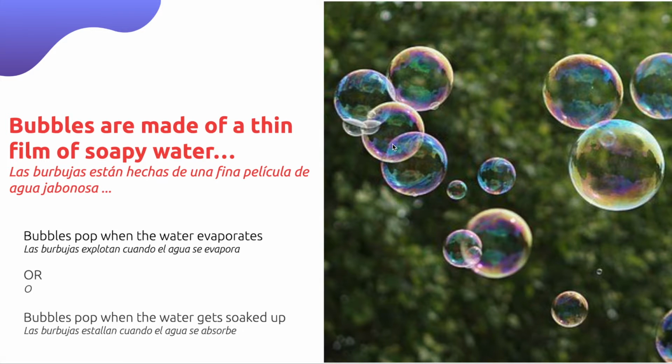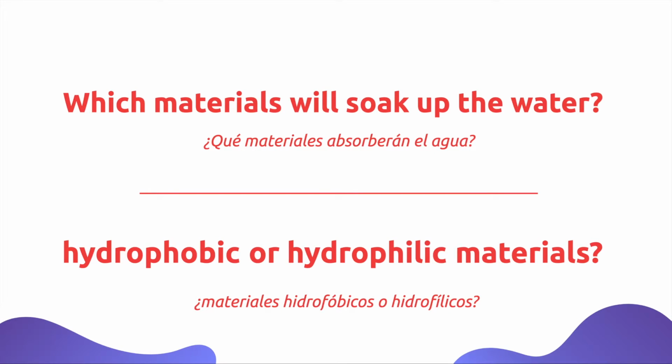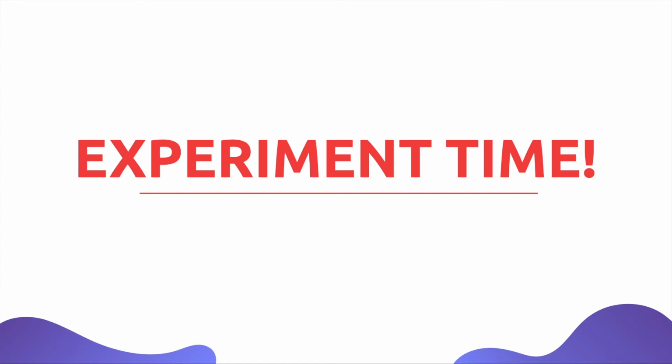Now here we have some bubbles, and bubbles are made of mostly water and a little bit of soap. It's a thin film of soapy water. Obviously, bubbles pop, and they pop when either the water evaporates or dries up, or when the water gets soaked up into something else. Now let's think, which kind of materials will soak up the water? Materials that hate water, hydrophobic materials, or materials that love water, hydrophilic materials? That's what we're going to try to figure out in our experiment.